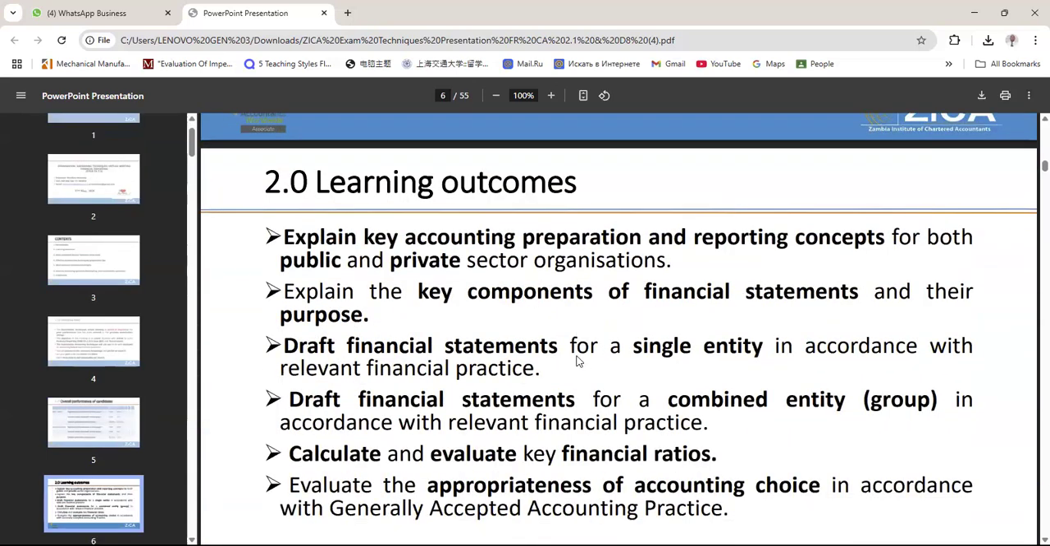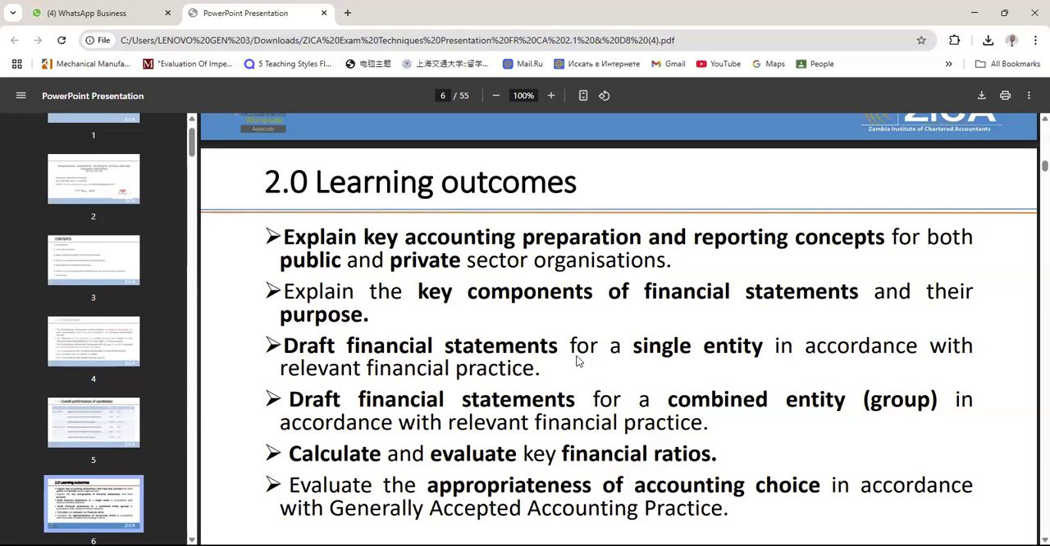In terms of the learning outcomes for financial reporting, which is D8 and CA2.1, one learning outcome is basically the preparation of financial statements, which can be either for public or private sector. So you have to know how to prepare the financial statement. Then we talk about the components of financial statement.